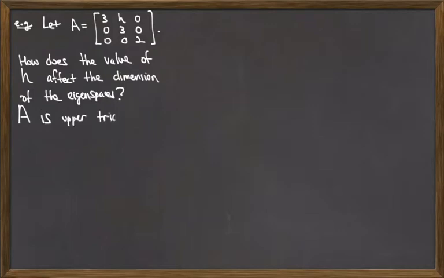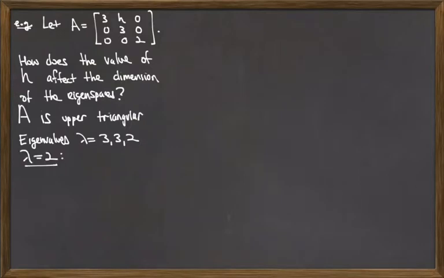Well, let's just get stuck into it. A is upper triangular. Its eigenvalues are lambda equal to 3 and 2, but as we saw in the previous video, because 3 occurs twice along the diagonal, it's an eigenvalue with multiplicity 2.